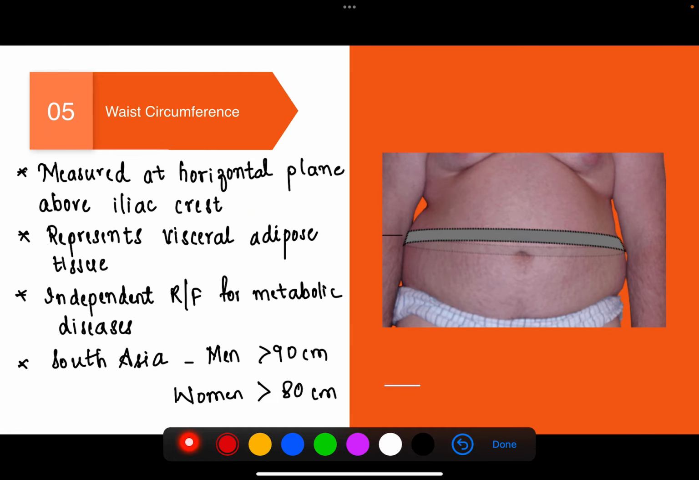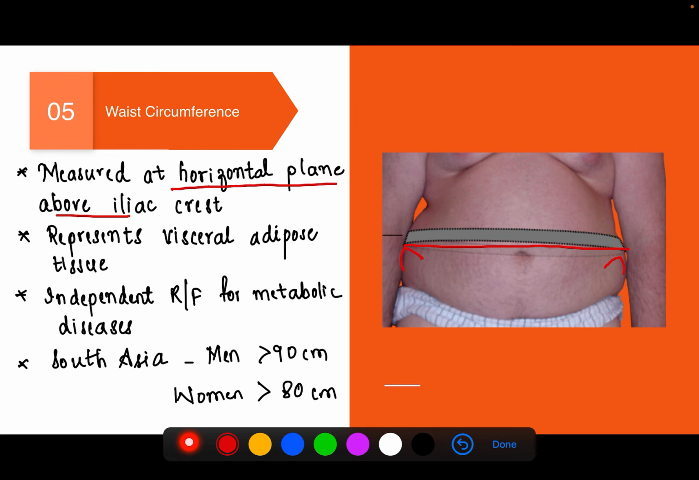Then the next important thing is the waist circumference. So the waist circumference is measured at a horizontal plane above the iliac crest. In this image, the iliac crest comes somewhere here. So just above, in the horizontal plane, it will nearly be at the level of the umbilicus. So you will measure here, just in the horizontal plane above the iliac crest. This is the importance of waist circumference.